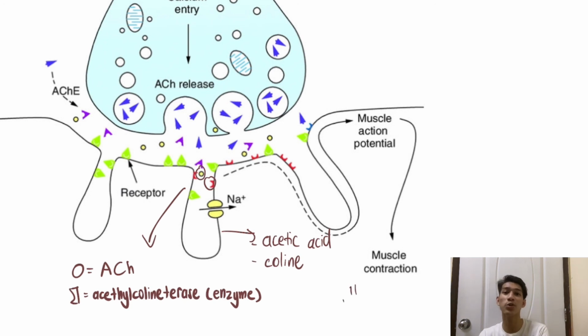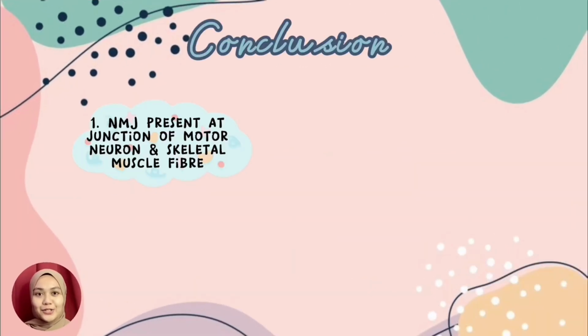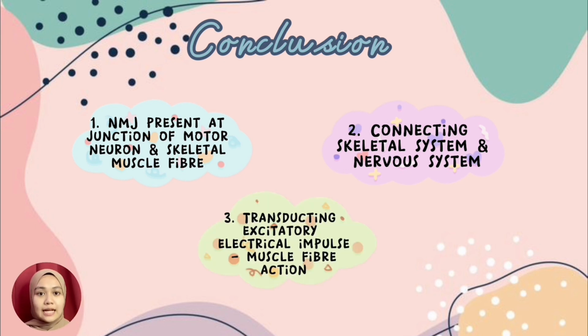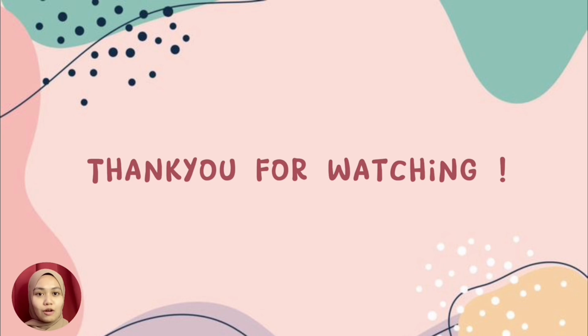So I guess that is all from me about the flow and the series of events that happen at the neuromuscular junction. Thank you. In conclusion, we know that the neuromuscular junction is a microstructure present at the junction of motor neurons and the skeletal muscle fibers. It functions as a bridge connecting the skeletal system and the nervous system. Other than that, it is also responsible for transducing the excitatory electrical impulse from the nervous system to the muscle fiber, which results in muscle fiber action. That's all for our presentation.